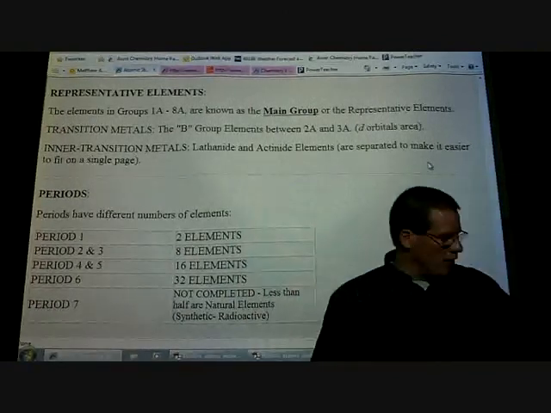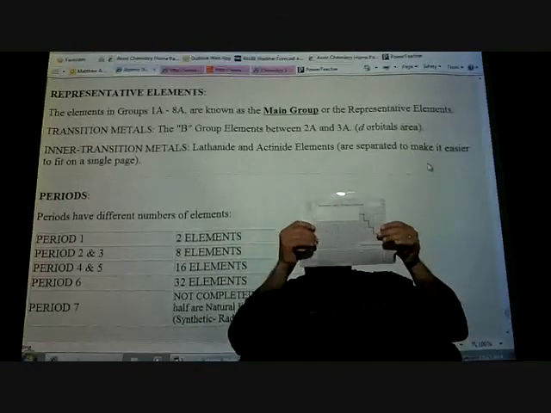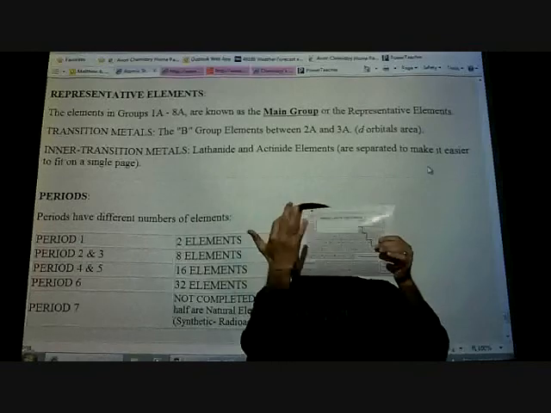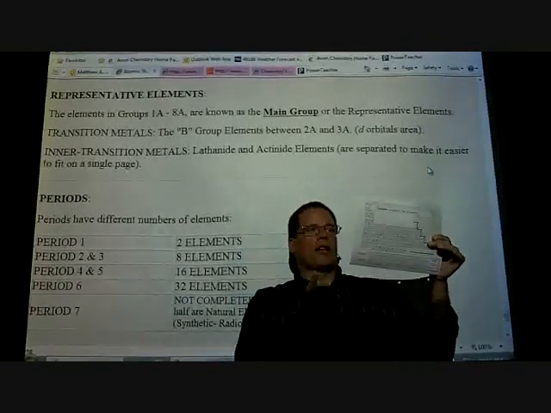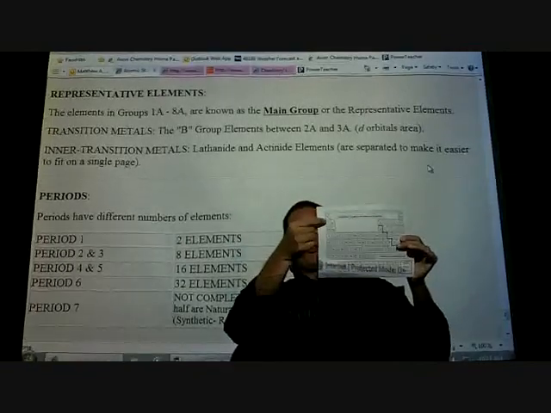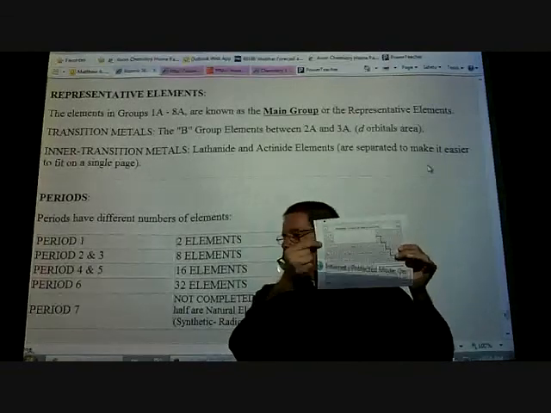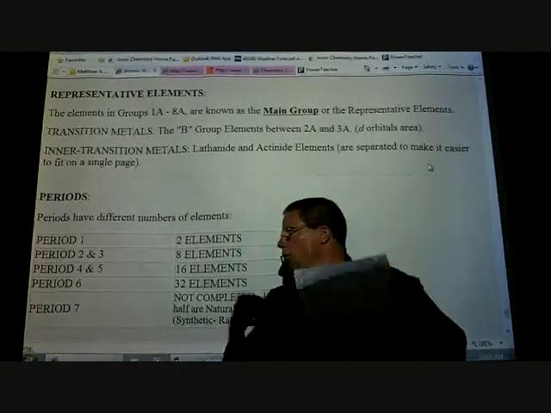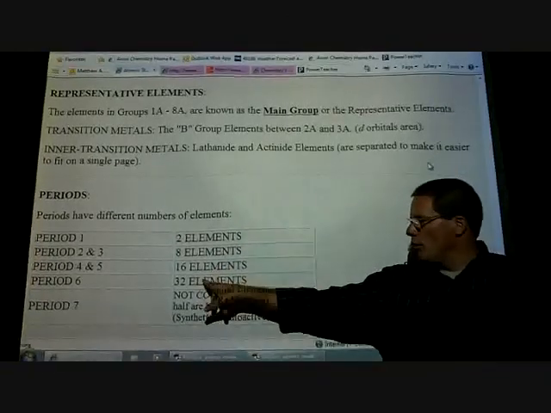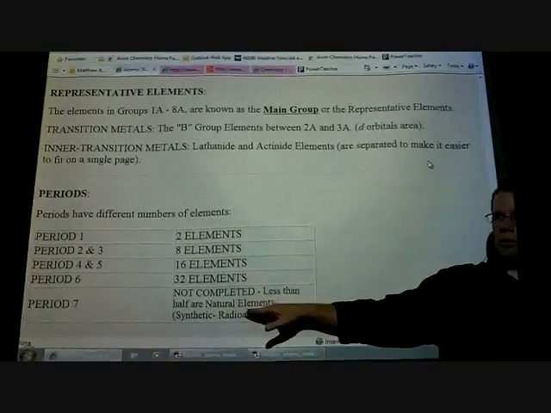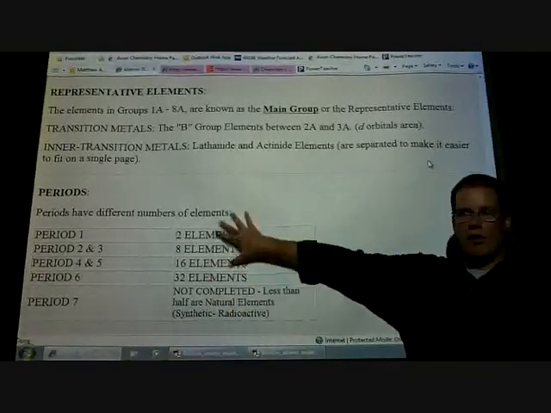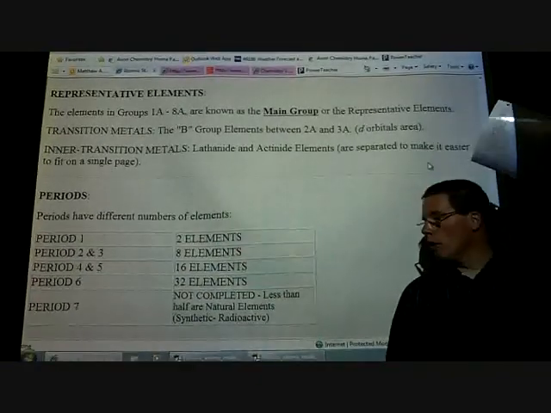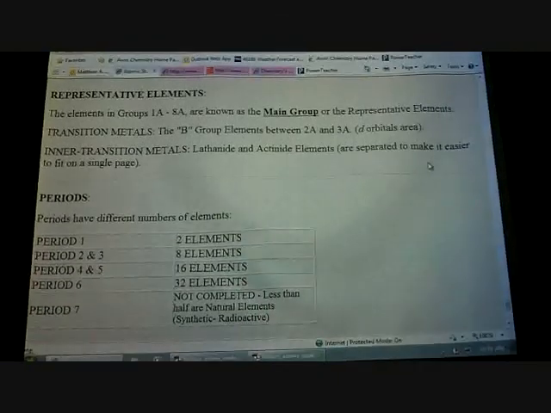And then the last thing, based on how the periodic table looks, in period 1, there's only 2 elements, and we'll talk about why that is when we do electron configurations, next topic. In periods 2 and 3, there's only 8 elements. We'll talk about why that is as well, next topic. And then it goes 16, and then 32. 7 is not completed yet. We're still making those. You won't need to know this for the test, this part right here. Okay. That's just something interesting to look at and go, wow, that's really cool, I guess.